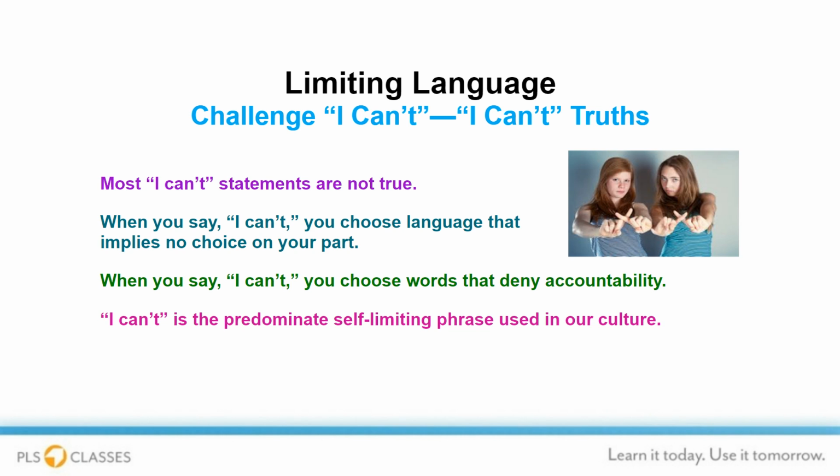Please remember, you may want to go back over your I can't list on page 210 and determine if any of the I can't statements you listed are an example of a true I can't. Students have been bombarded in our culture with such a steady stream of I can't that the statement has become an automatic habit at the first sign of struggle. This type of limiting language can sabotage students' self-efficacy and academic growth.